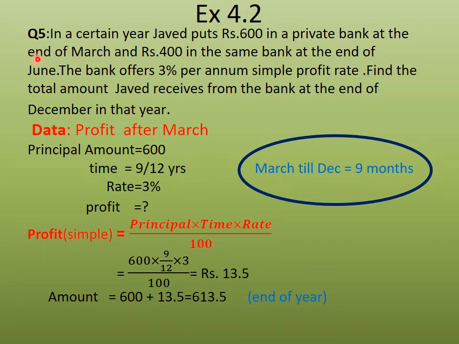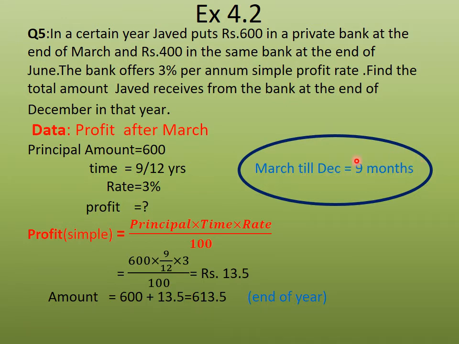So first of all, we will find the profit after March. So this is the data after March. Principal amount is 600. Time is 9 months. You can count March till December. It would be 9 months.